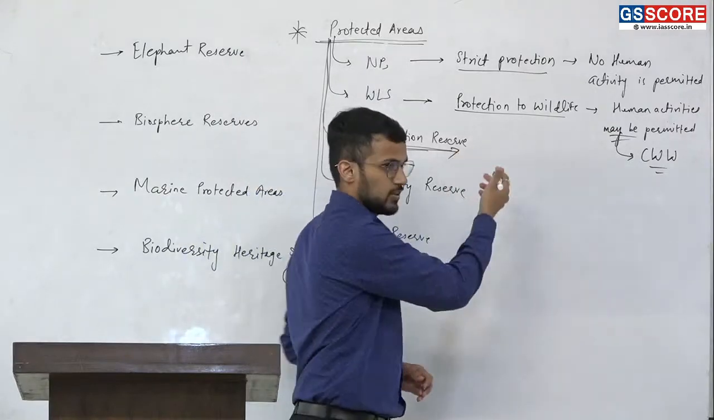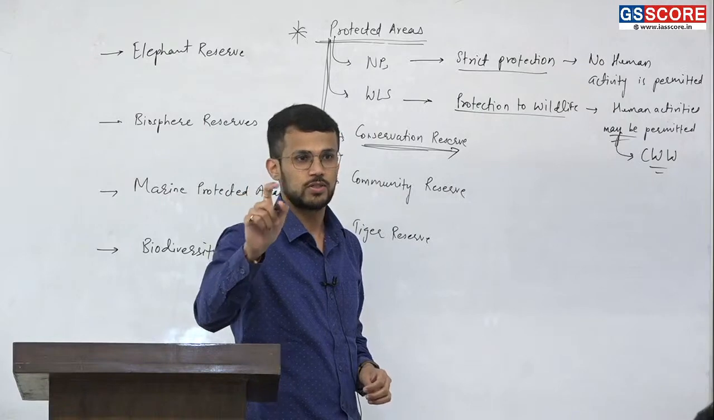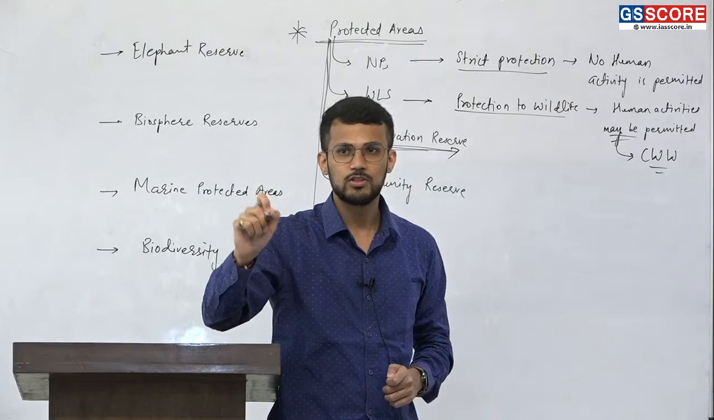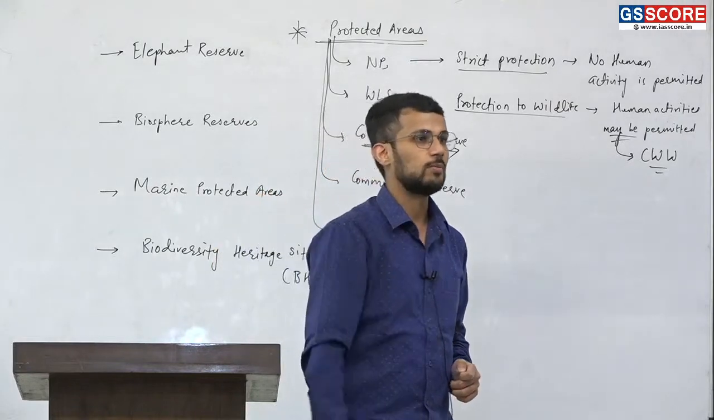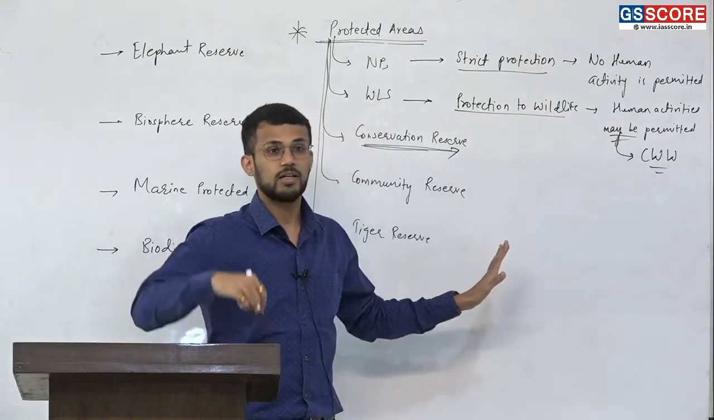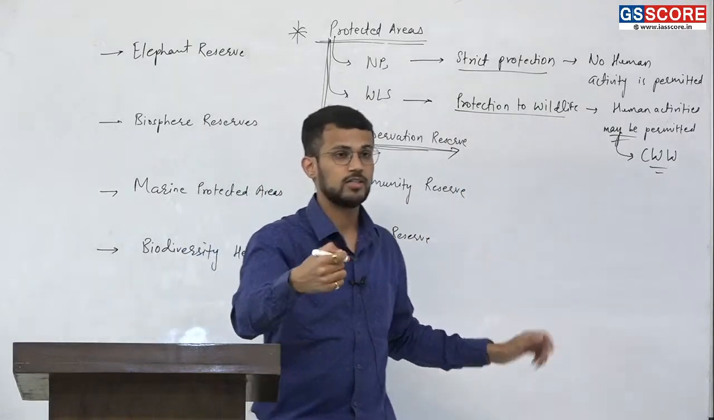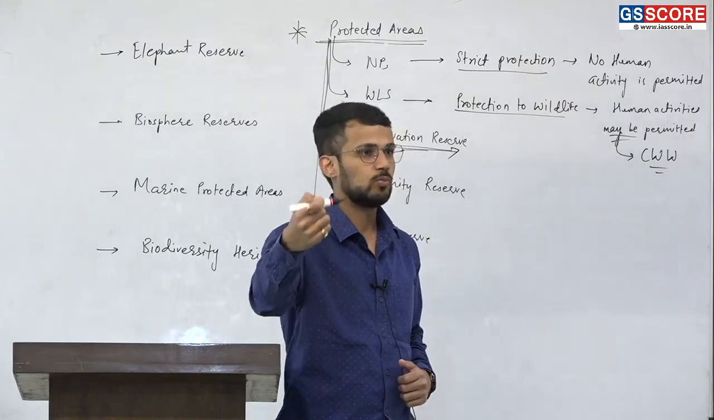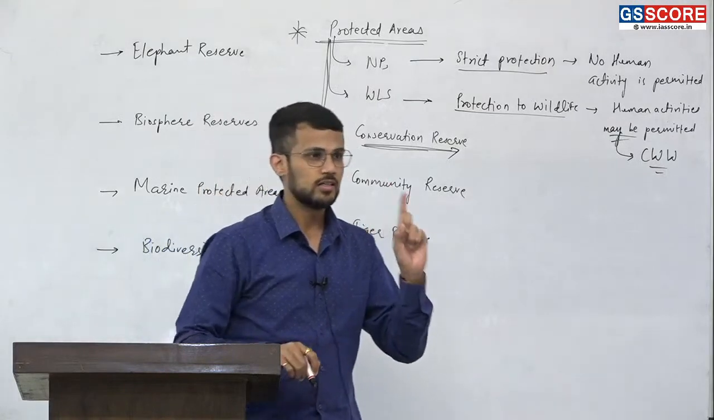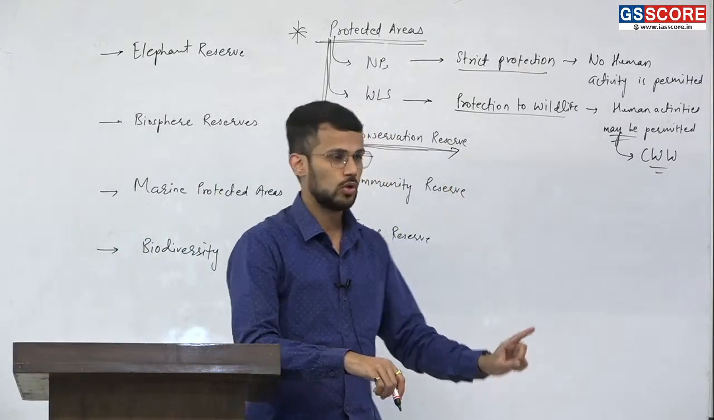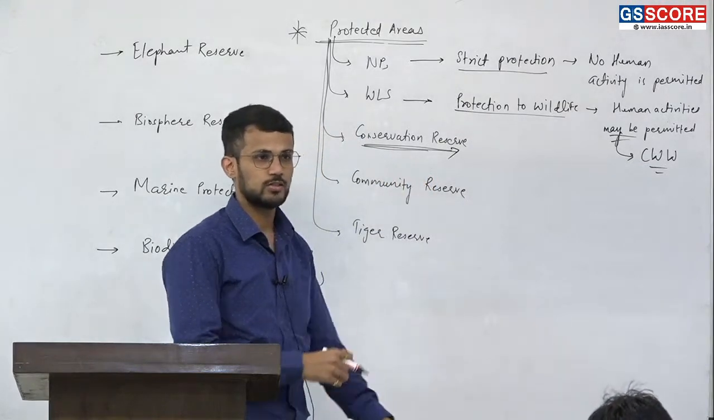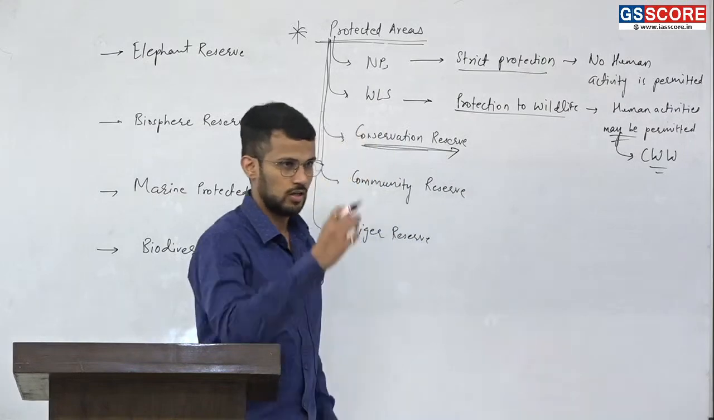Conservation reserve. Can you please tell me? This is important again. Why? Because a conservation reserve, as per the Wildlife Protection Amendment Bill 2021, can also be notified by the central government. Right now it is done by the state, but if that bill is given assent by the president, it will become an act, and one of the provisions under that is that the central government can also notify conservation reserves. Right? That's why it is very important from the CS perspective.